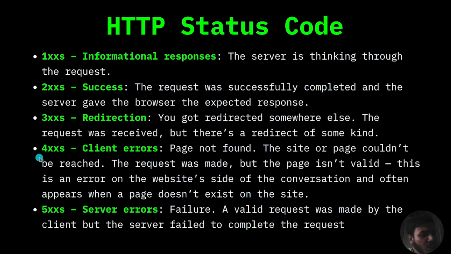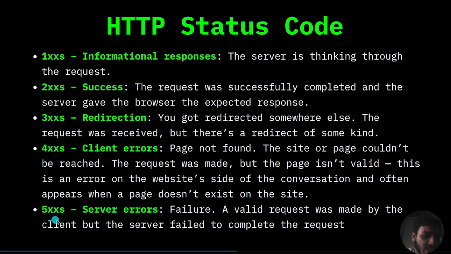If you get a status code of 400, 402, 403, or 404, these are basically client errors. So these are the errors that are faced from the side of the client. Suppose the page is not found or cannot be reached, or suppose the request was made but the page was not valid. This is an error on the website side of the conversation, and often appears when a web page does not exist on the site.